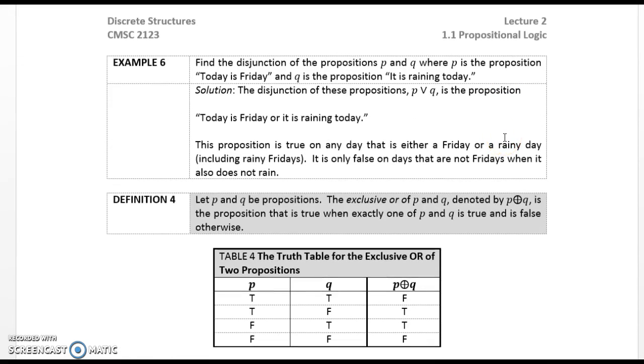Example 6. Find the disjunction of the propositions P and Q, where P is the proposition today is Friday and Q is the proposition it is raining today. Solution. The disjunction of these propositions P or Q is the proposition today is Friday or it is raining today. This proposition is true on any day that is either Friday or a rainy day, including rainy Fridays. It is only false on days that are not Fridays when it also does not rain.